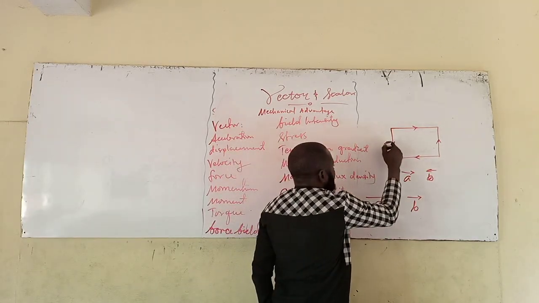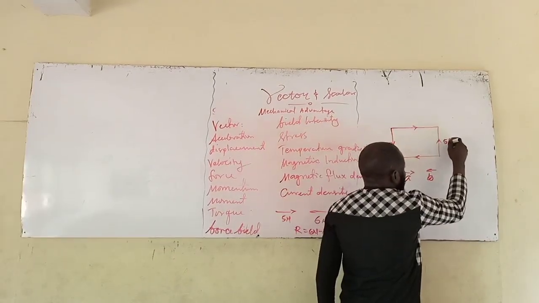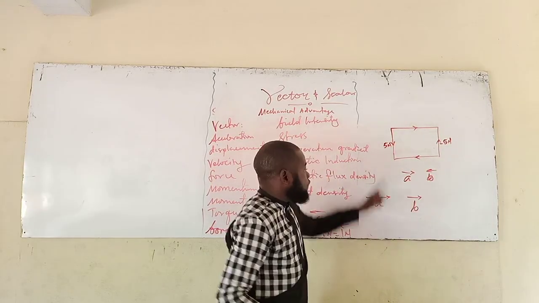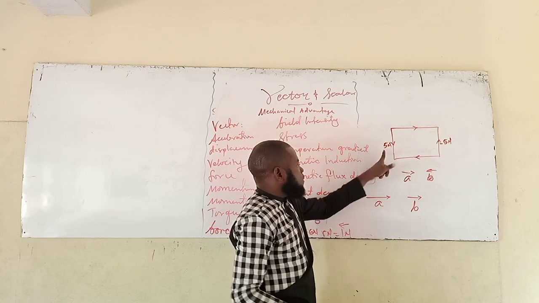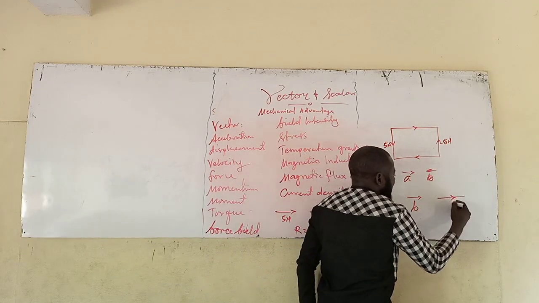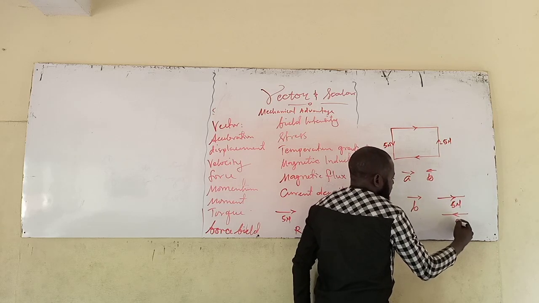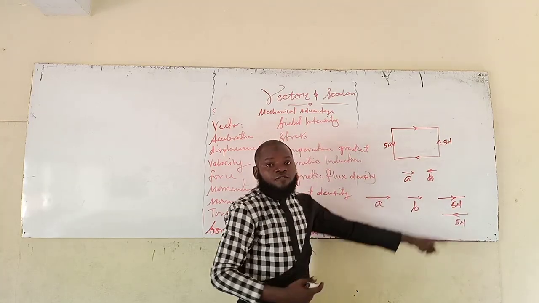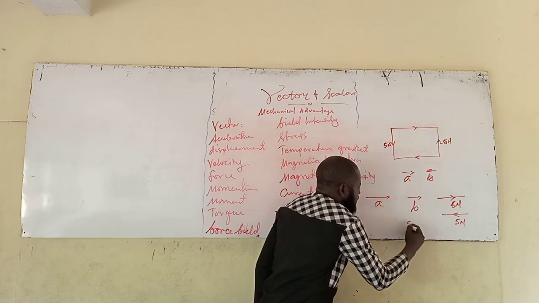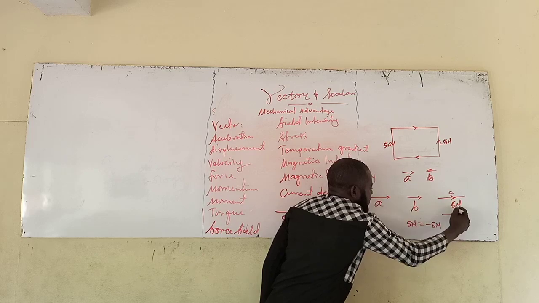If this one is 5 Newton, am I making sense? This one cannot be 5 Newton. It's going to be 5 Newton, but it's going to be negative, in order for them to be equal. Why? Because they are not facing the same direction. So if I have a force of 5 Newton going in this direction, and I have a force of 5 Newton going in the other direction, for these two to equal each other, do you know what will happen? It must be 5 Newton of this one equals negative 5 Newton of this one.